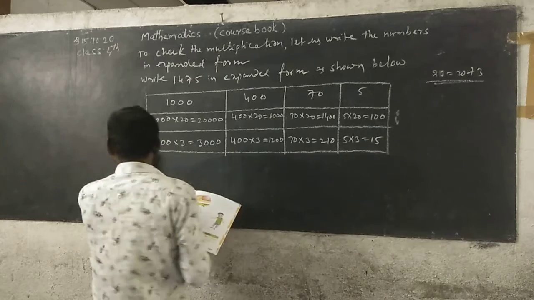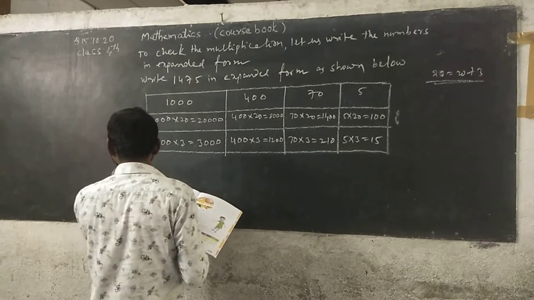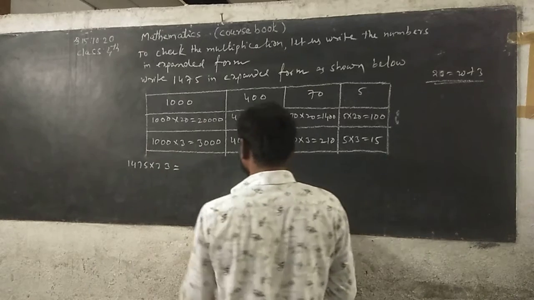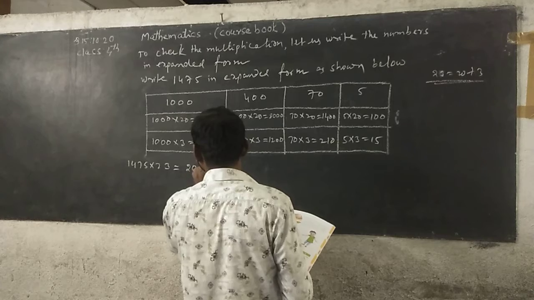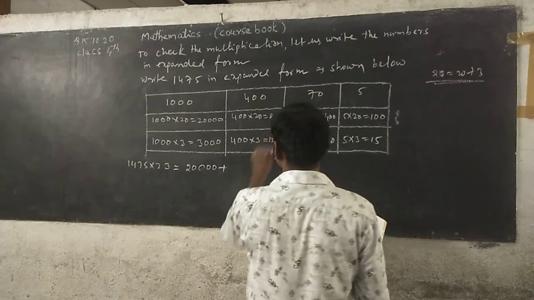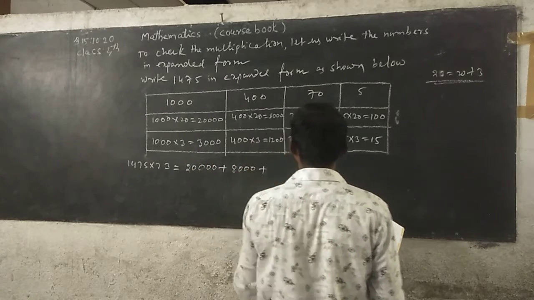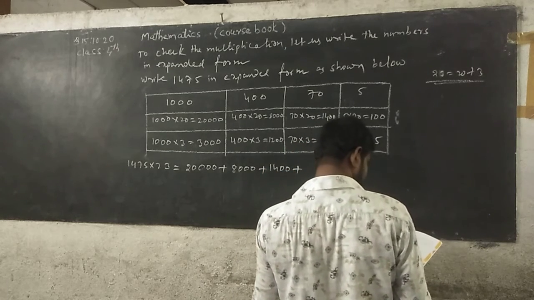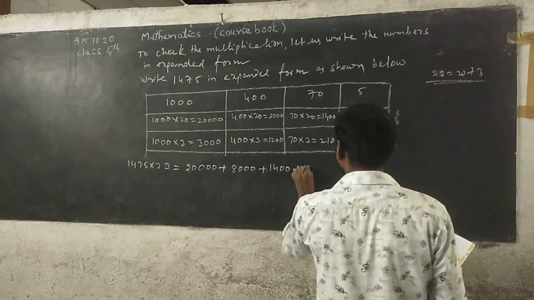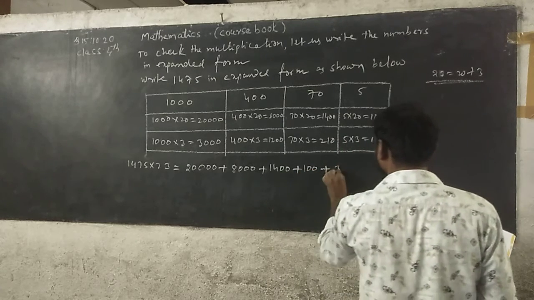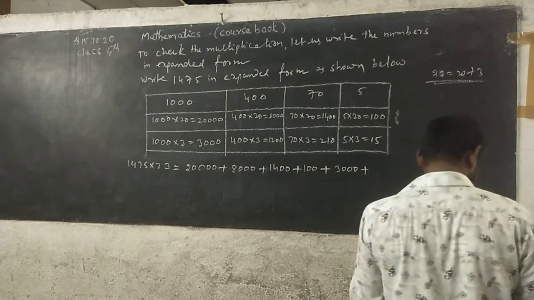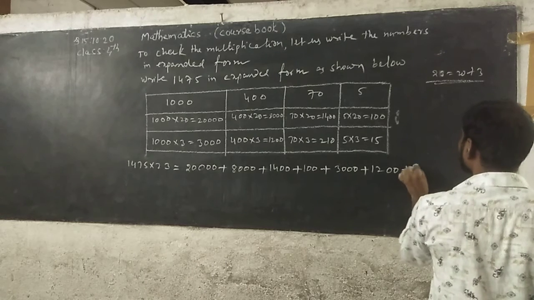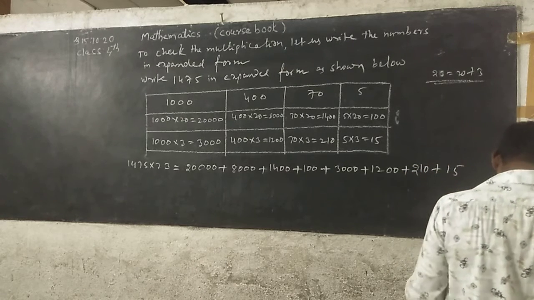See, 1475 into 23 is equal to 20,000 plus 8,000 plus 1,400 plus 100 plus 3,000 plus 1,200 plus 210 plus 15.